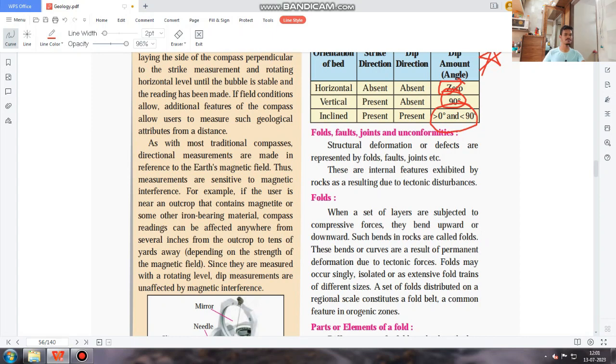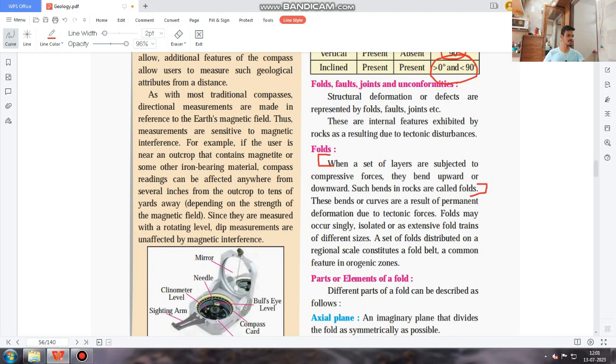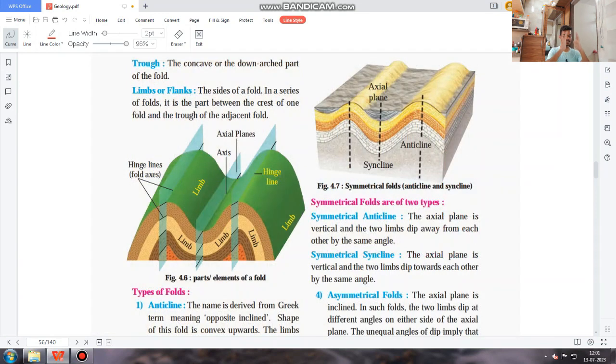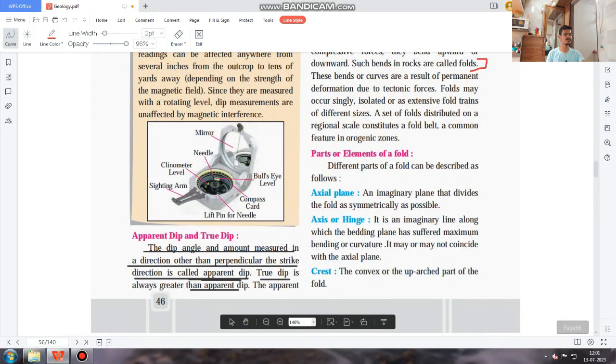Next is fold. I'll mark it here. This is the definition of fold. You can read it out. Compressive forces bend the rock upward and downward, hence resulting in fold. So this is the fold. Compressional forces, up and down, crest and trough result in fold.